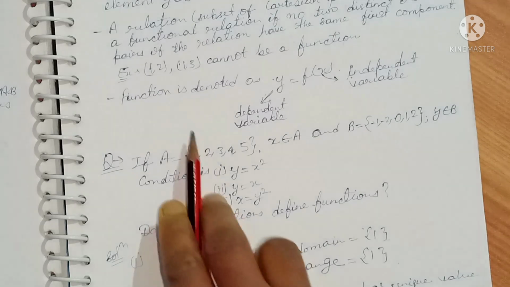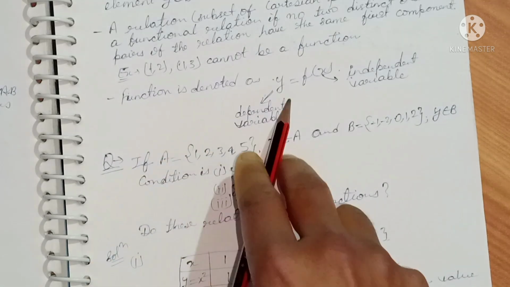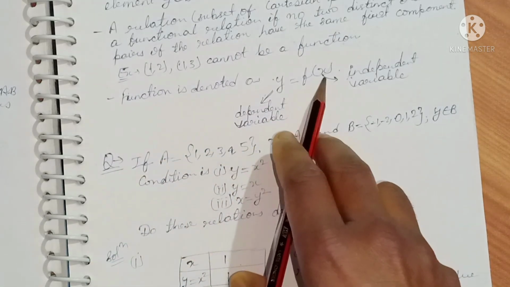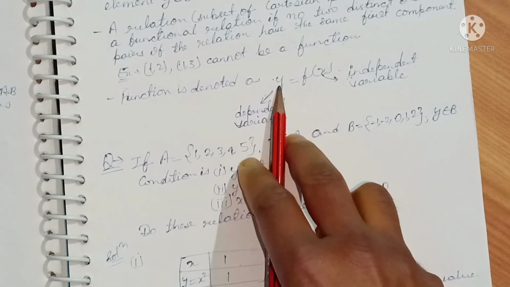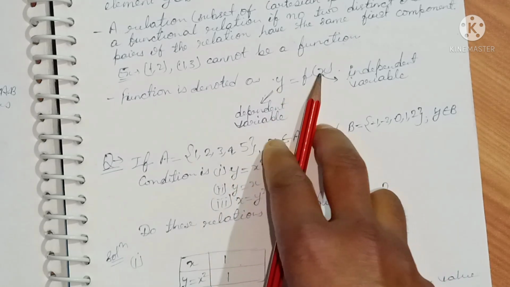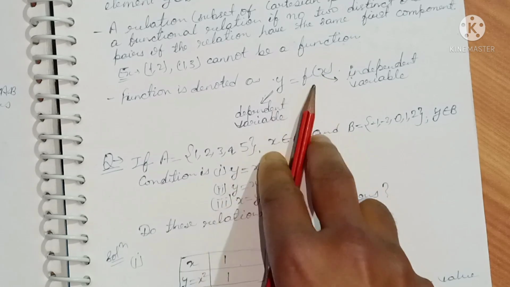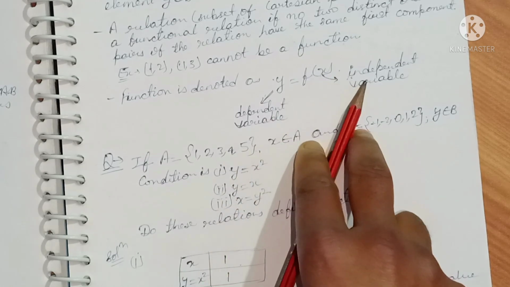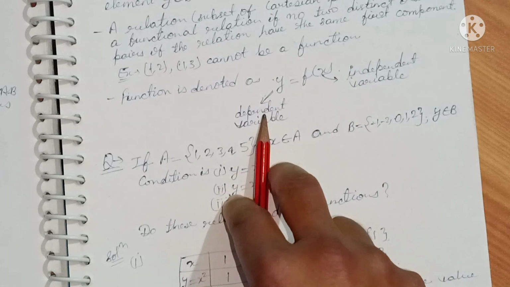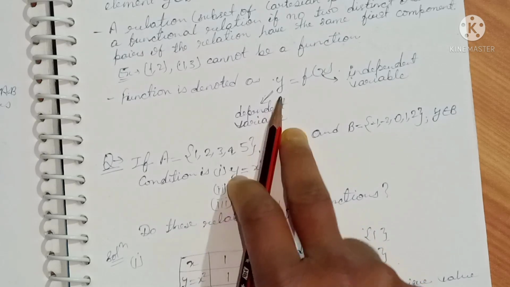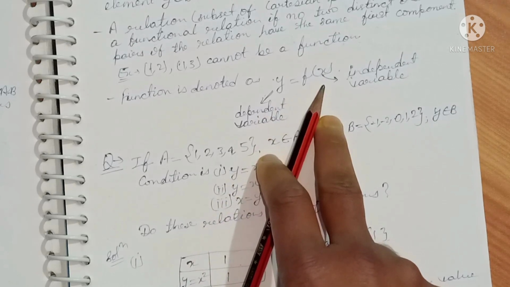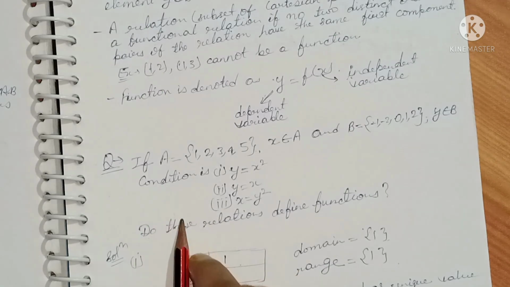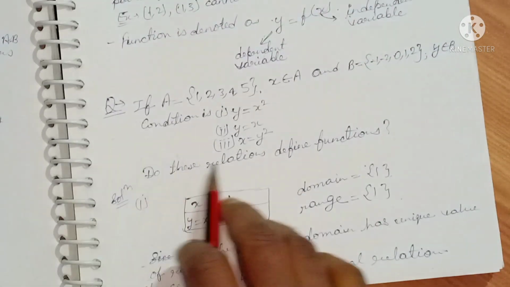A function is defined in this way: y equals f of x, where inside the bracket we write x. It means y is a function of x, where x is known as the independent variable and y is known as the dependent variable, because the value of y depends on the value of x. Here I have explained one example, so everything will be clear.